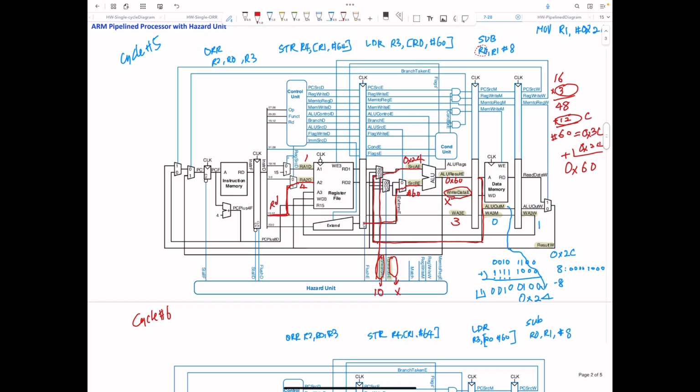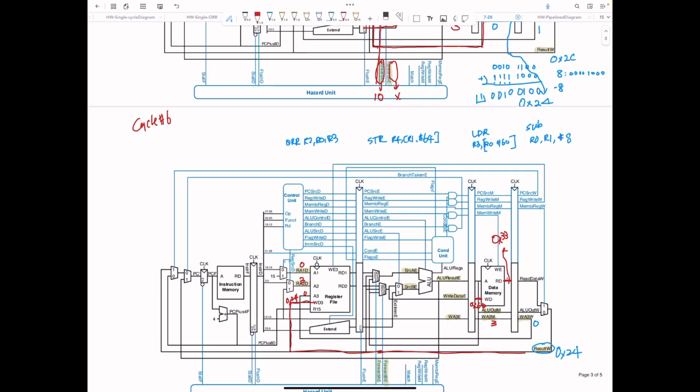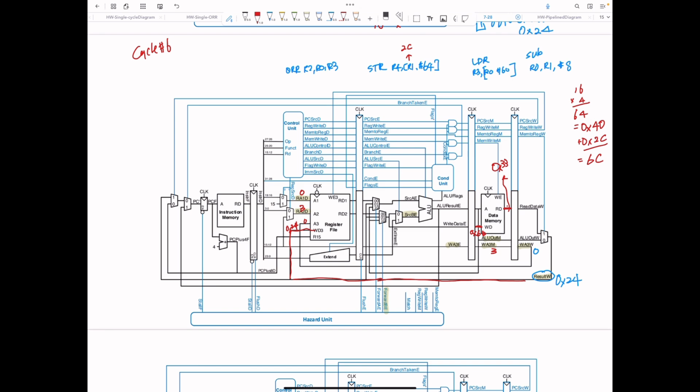And then the store. We had R1 as 2C. So R1 has 2C. So 64, we said 16 times 4 is 64. That means 64 is equal to hex 40. So 40 plus 2C, then we end up getting 6C. Source A is the first one, which is the contents of R1, that is 2C. The second one, source B, should be the number 64, and we said 64 is hex 40, and then the result is going to be hex 6C.